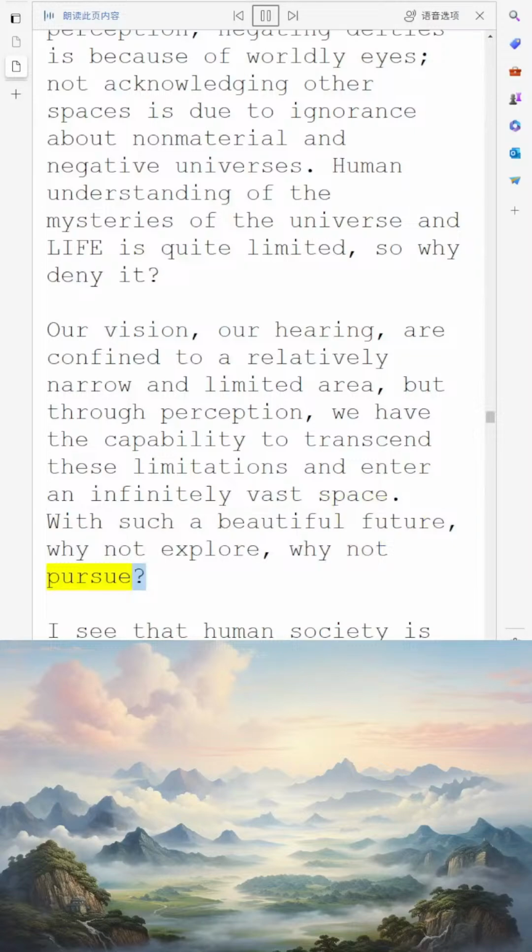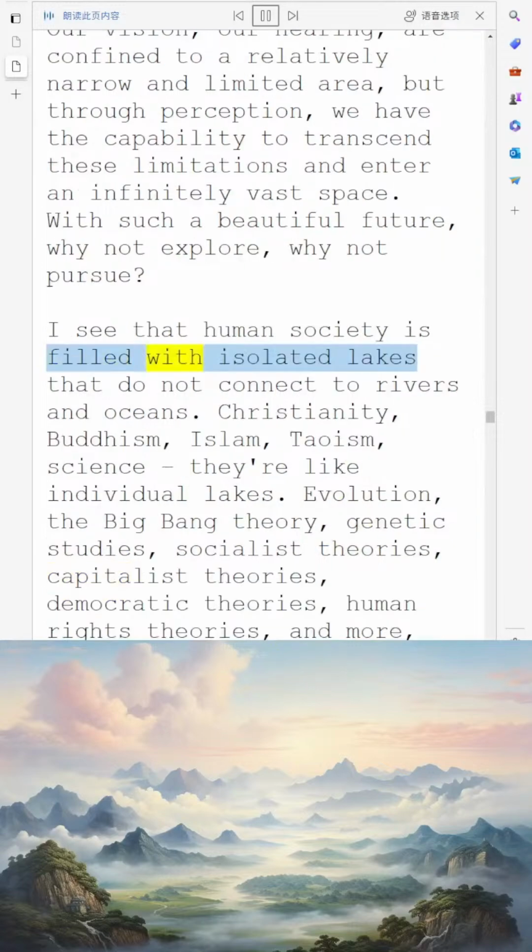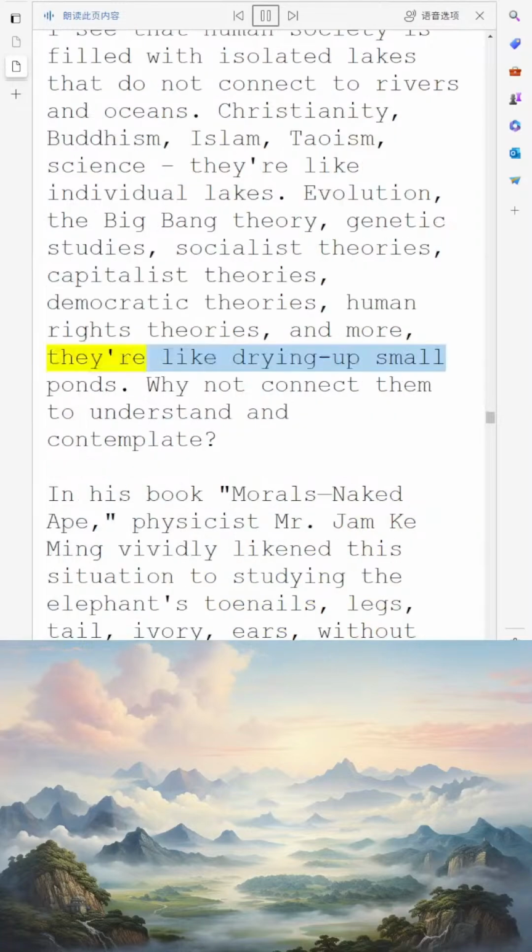Why not pursue? I see that human society is filled with isolated lakes that do not connect to rivers and oceans. Christianity, Buddhism, Islam, Taoism, science, they're like individual lakes. Evolution, the Big Bang Theory, genetic studies, socialist theories, capitalist theories, democratic theories, human rights theories, and more. They're like drying up small ponds. Why not connect them to understand and contemplate?